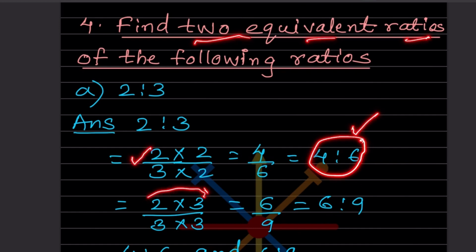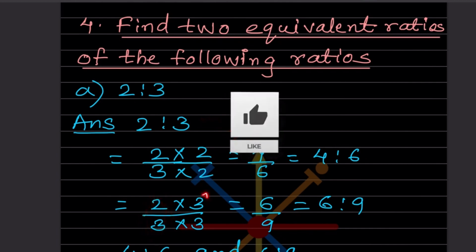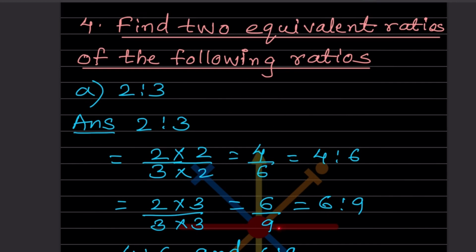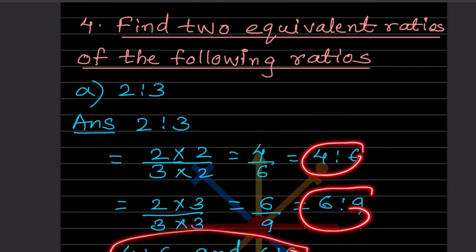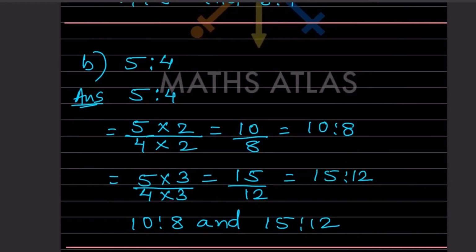Now, the second one. Same thing: here we did it with 2, here we are going to do it with 3, the same number, 2/3. So 2/3 multiplied by 3, that is 2 into 3, and this is 3 into 3, that is going to be 9. So that will be 6 divided by 9, that will be 6:9. So which are the two equivalent ratios? Again, whatever this is the same, we are going to write it over here. Hope you got it.